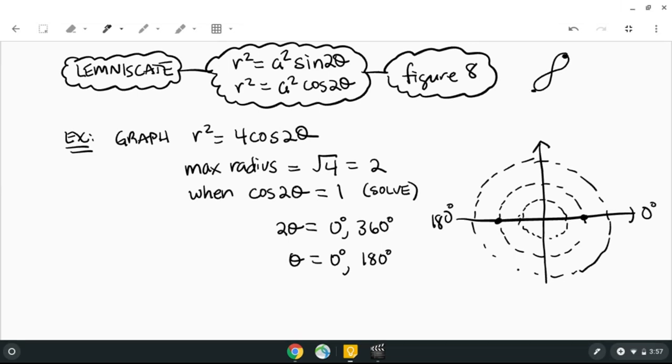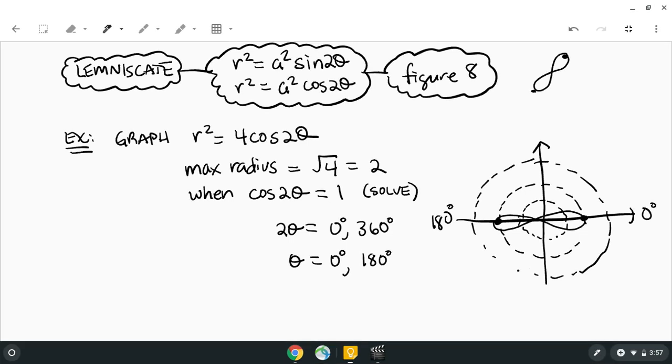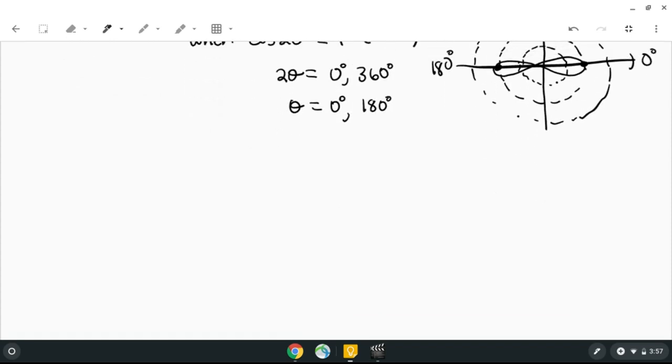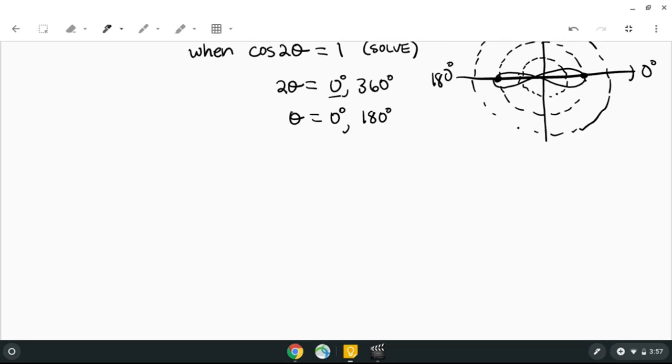And so I can go ahead and draw my figure 8 now. My figure 8 would look like that. So that's the lemniscate. It's all about finding where those two maximum points are, and you do that by solving for when that cosine or sine equals 1. And make sure you get two answers here because you're going to be dividing by 2.